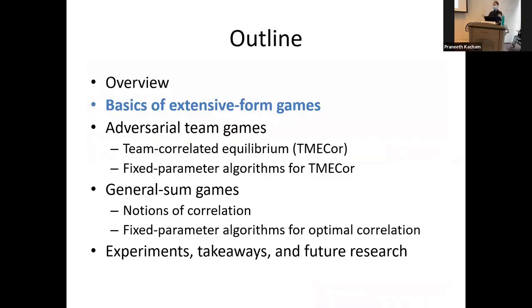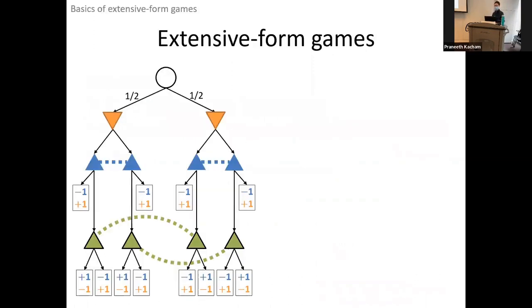Okay, so what are games? In this setting, we will be talking about extensive form games. An extensive form game can be very simply represented as a tree. Here is an example of a tree with a bunch of annotations on it, which I will explain. The edges in this tree are called actions and denote simply the things that agents are allowed to do.